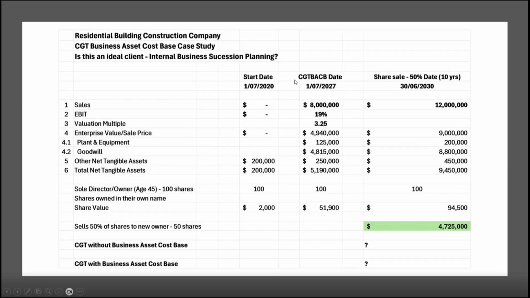So if you look at the valuation date as at the 1st of the 7th, 2027, if you're able to do that valuation, you can come up with an asset cost base, and there may be some very strategic opportunities for your clients. Now, we're not CGT specialists, so we're not going to go into a deep dive of all the concessions, et cetera, but we just wanted to highlight one of the important client groups that would benefit from a valuation as at the CGT business asset cost-based date, and we're going to go through that in more detail.